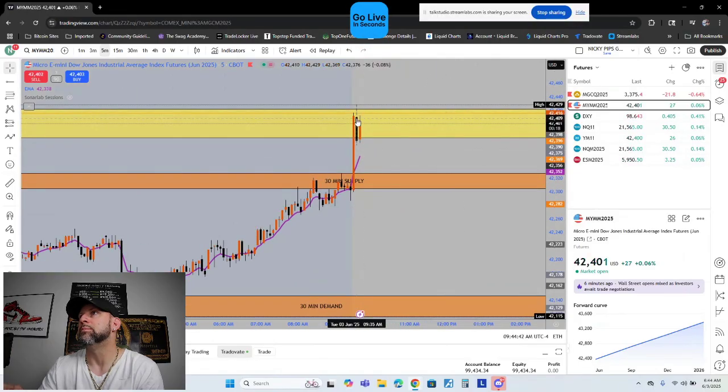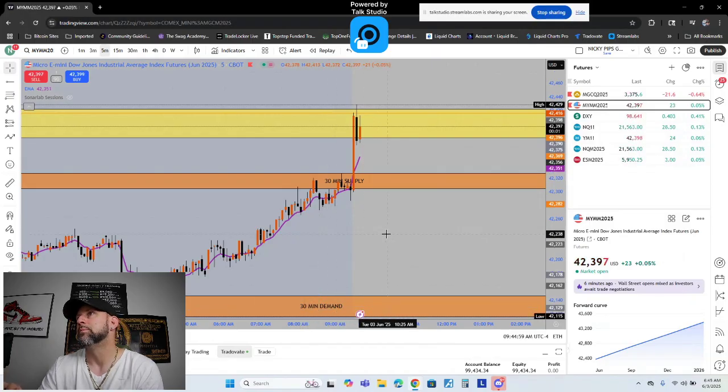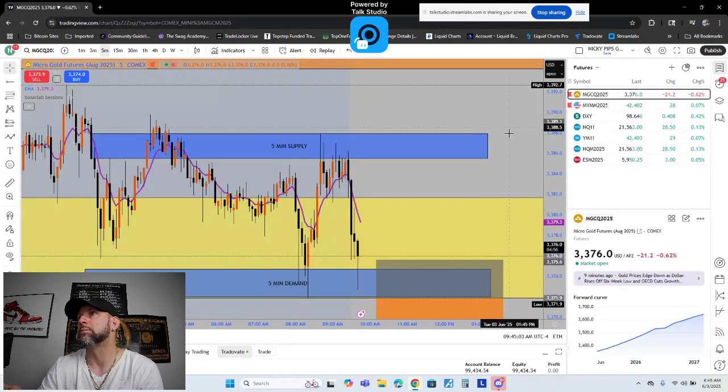So, of course, it could be a pullback because it tapped into it, pull back to go back up, because of the strong bullish candle. But who knows? It could do the opposite, reject, and then go to the downside and tap into this 30-minute demand again. So that could be another thing for US 30.